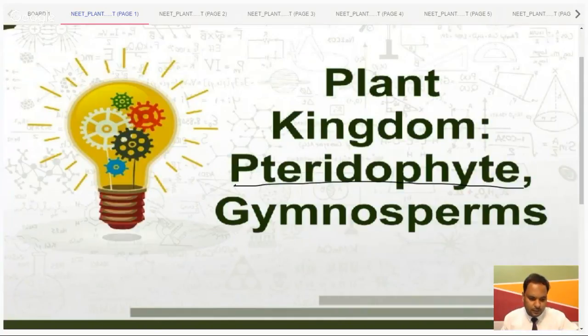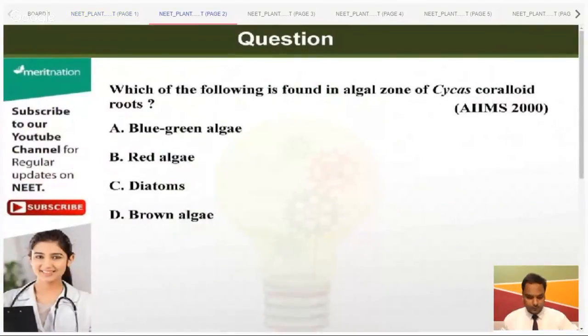All right, everyone. Great. So let's move a little further into our questions, starting from a very basic question on naked seed plants. Ready, all of you? Which of the following is found in the algal zone of Cycas coralloid roots? A, blue-green algae; B, red algae; C, diatoms; and D, brown algae. I'll wait for your answers, everyone.